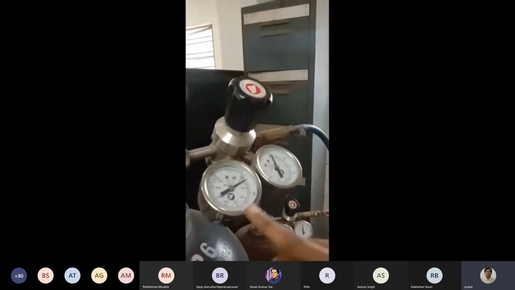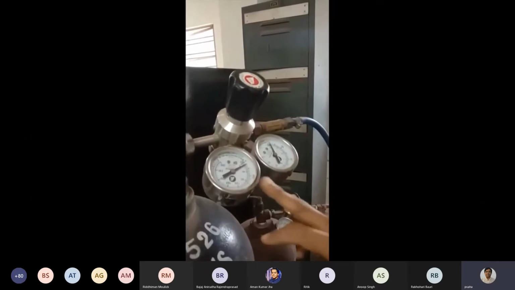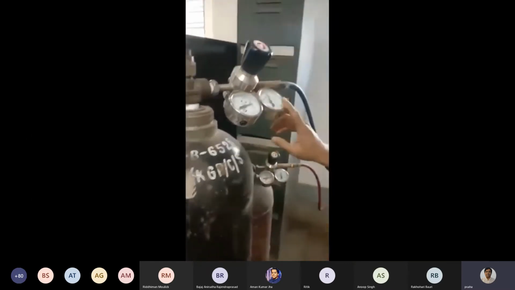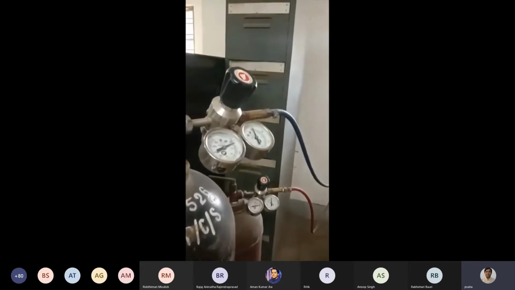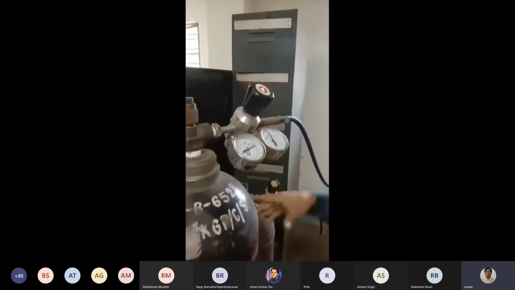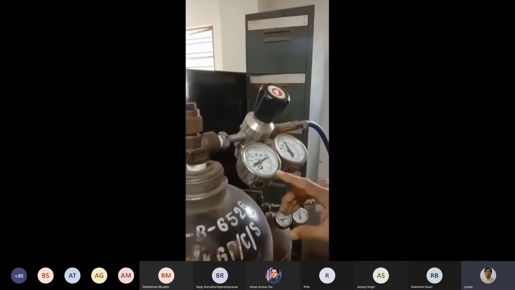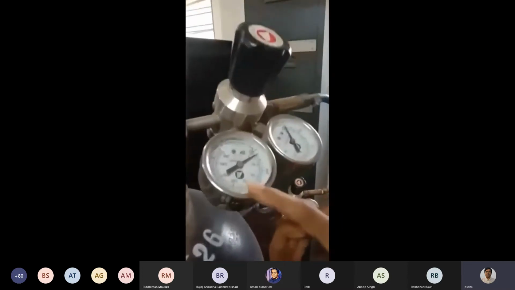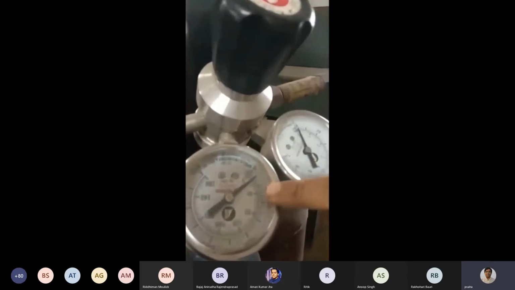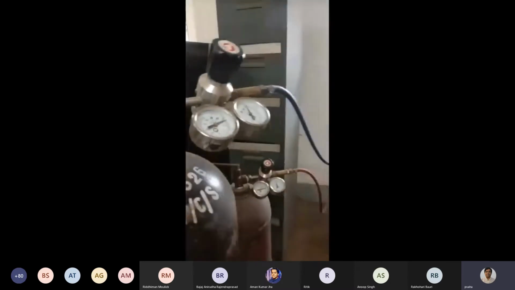In each regulator, two pressure gauges are attached. The first one indicates the internal pressure of the cylinder. The second one indicates the working pressure. When the cylinder is fully filled, the internal pressure shows a maximum of 154 kg per cm square. Now it is near about 10 to 15 kg per cm square.